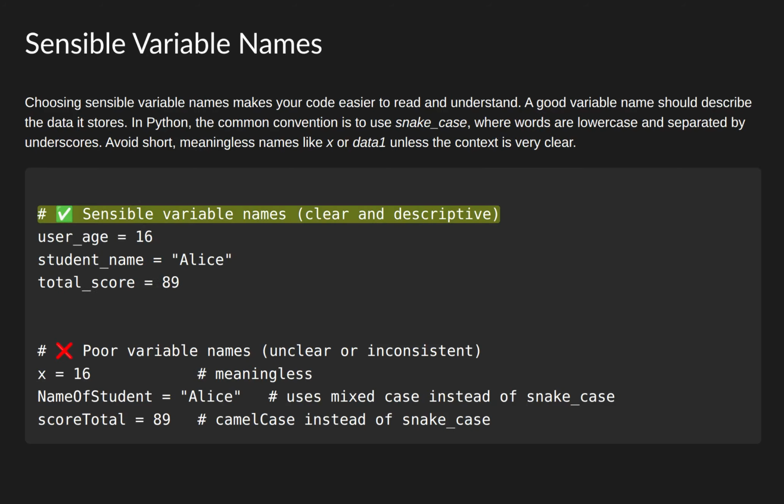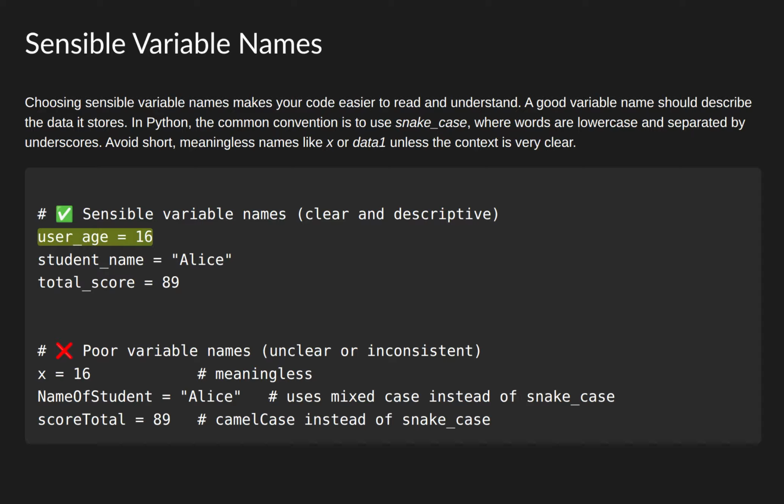Sensible variable names. Choosing meaningful variable names is essential for writing code that is easy to read and understand. Each variable name should clearly describe the data it holds. In Python, it's standard practice to use snake case, where words are written in lowercase and separated by underscores. Avoid short, vague names like x or data1 unless their purpose is completely obvious from the context.